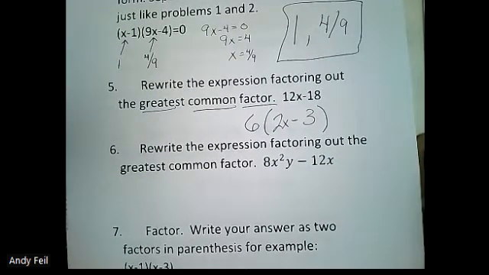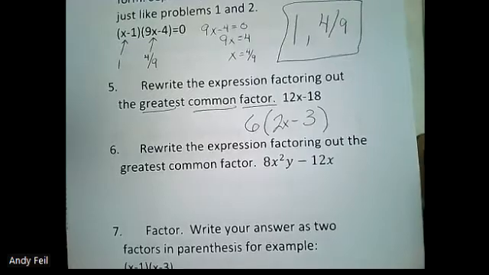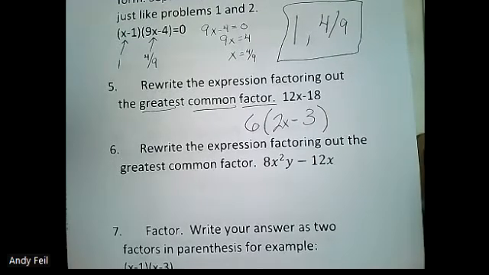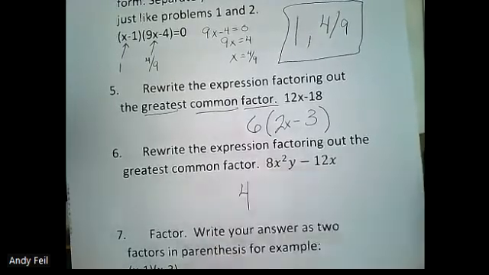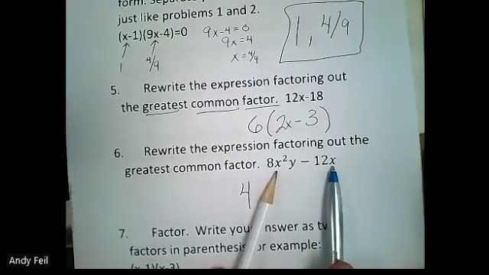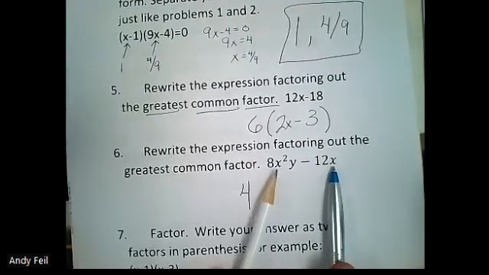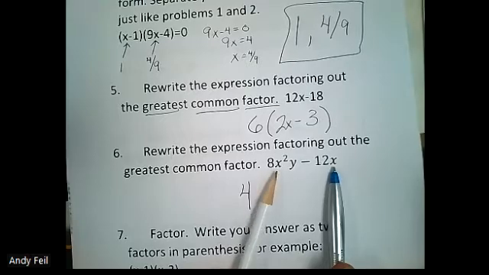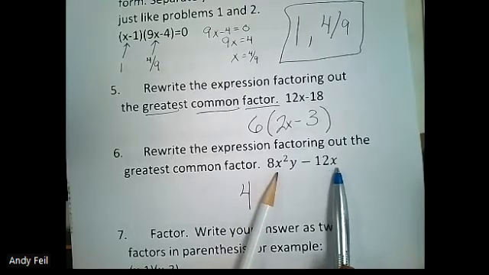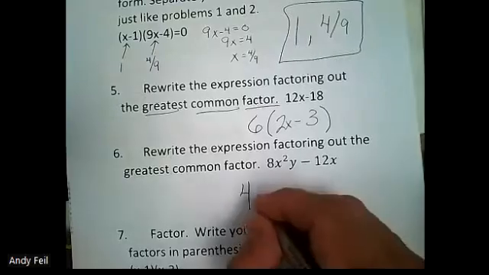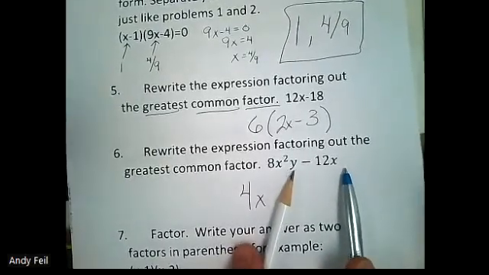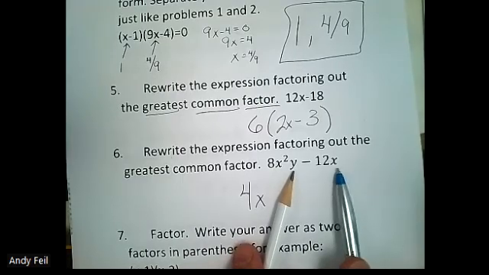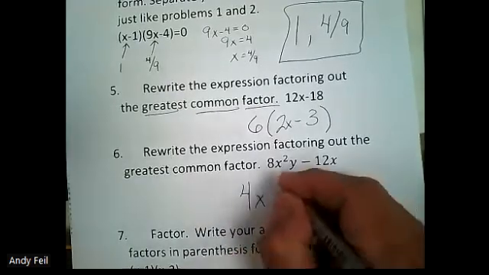What about number 6? Same exact directions. What makes it look a little tougher though? The exponents, right? So what's the biggest number that goes into 8 and 12? 4. What is the biggest number of x's that I can factor out? Oh, can I take 2 of them? Why can I not take out 2 of them? Because this one only has how many? 1. Good. So I can only take out 1. So I take out a 4 and an x. Can I take out any y's? No. How come? This one doesn't have any y's. Exactly. So there you go. That's the greatest common factor.